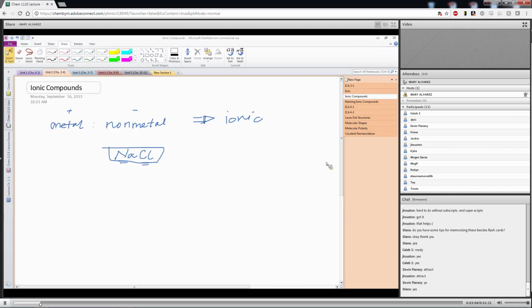Okay, so the next question is, how exactly does this happen? How do we form this compound between sodium and chlorine, where they were originally neutral, and now sodium appears to have lost an electron and chlorine appears to have gained an electron? Well, let's look at it like this. Here we've got neutral sodium, and it has an electron it wants to get rid of, so it can be like the closest noble gas. And here we have neutral chlorine, and it would like to gain an electron, so it can be like its closest noble gas, okay?